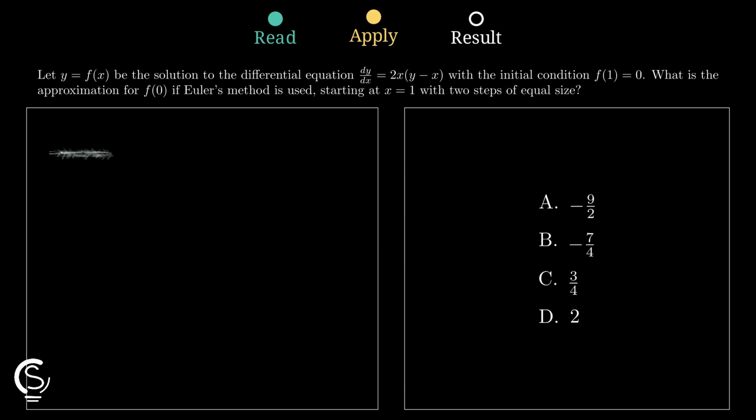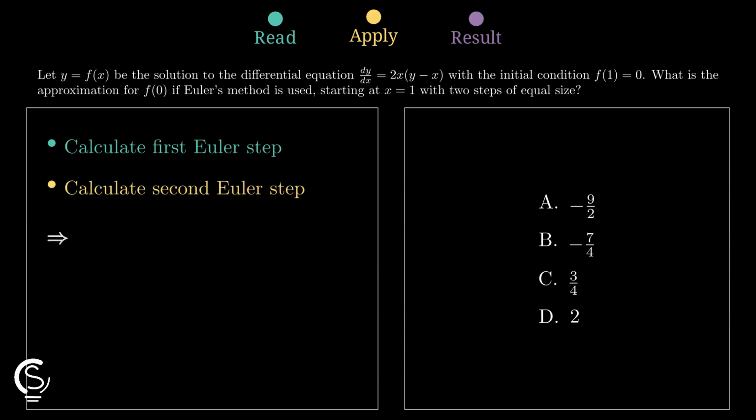Now we are at 0.5 and 1. The new slope is 2 times 0.5 times 0.5, which equals 0.5. Let's calculate the final step. Multiply the slope by the step size to get negative 0.25. Adding this to the previous y value gives 3/4 as the answer.